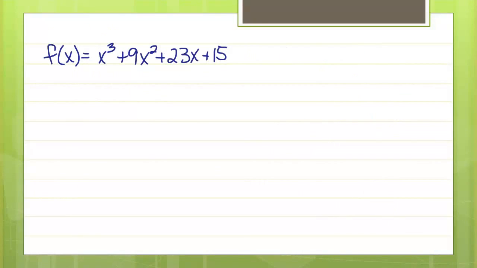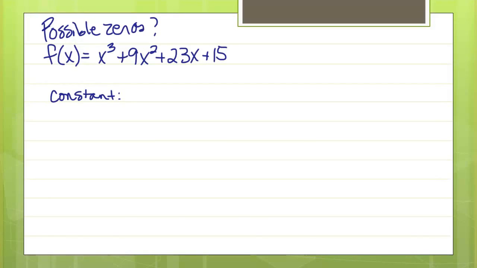Now we'll look at a larger polynomial function. Again, we could be asked to do lots and lots of things with this. Our question this time is, what are the possible zeros? So we're going to write down what our constant is. Our constant is 15. So the factors of the constant are 1, 3, 5, and 15.